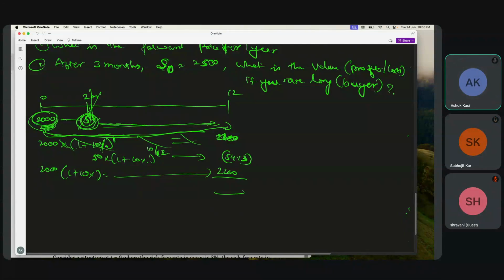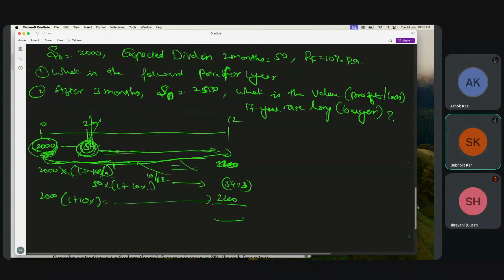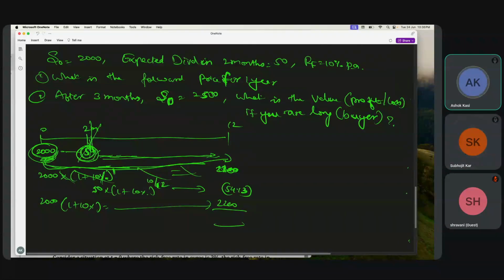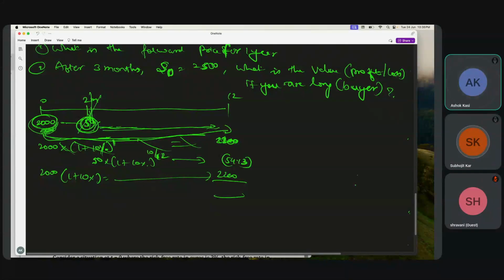Like you're reinvesting that 50 rupees of dividend, right? No, we are not reinvesting. Here it looks like we are reinvesting. Actually, we are not reinvesting. That's why we should minus it from the final price.